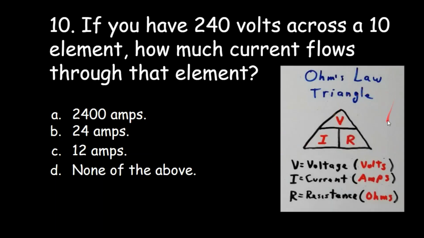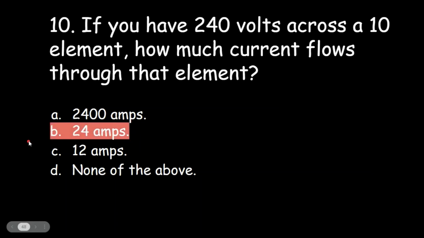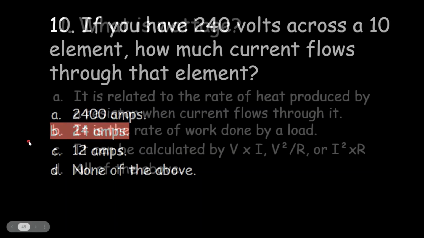Remember the Ohm's law triangle. You can find current by covering up this I here, which represents current, and then you're left with V over R. That's voltage divided by resistance. So if you take the voltage and you divide it by the resistance, 24 divided by 10 is 24 amps. So the answer is 24 amps.